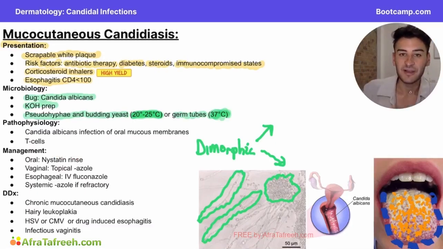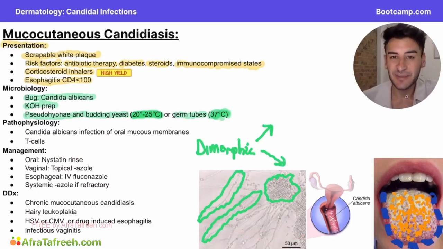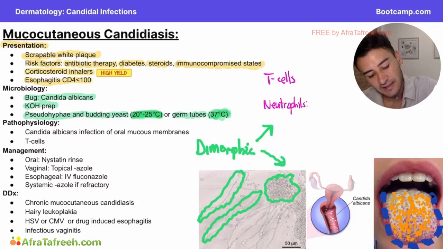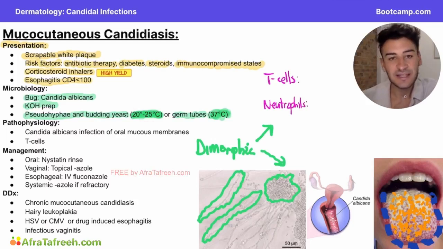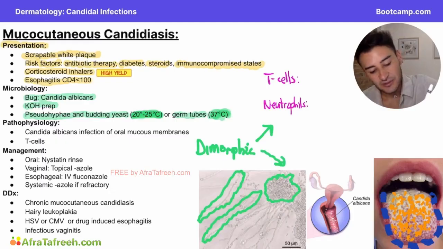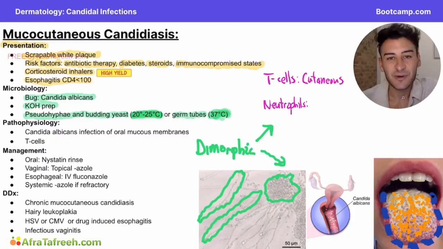Let's move on now to talk about some of the higher yield immunology and pathophysiology associated with Candida for test day. So, two important things here. I want to talk about T cells and I also want to talk about neutrophils because these are both going to be related to our Candida infections. So, it is our T cells that are responsible for defending against Candida in the cutaneous regions of our body. So we're thinking skin, mucocutaneous areas like the mouth, esophagus, and vagina.